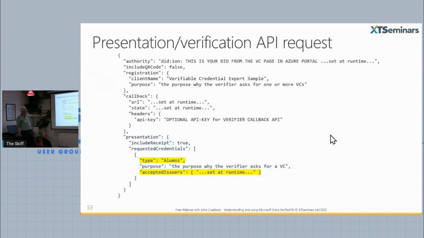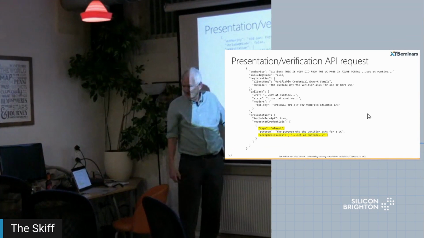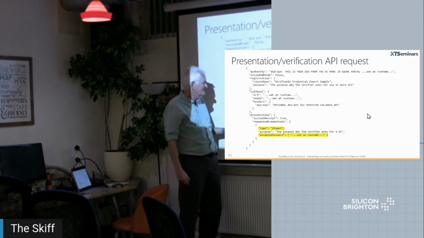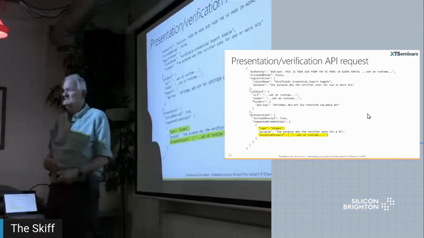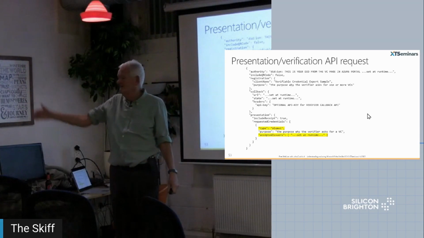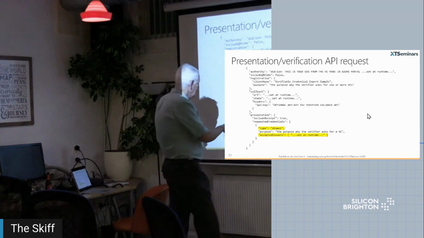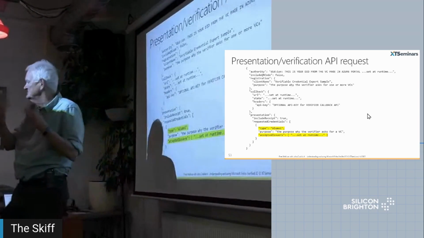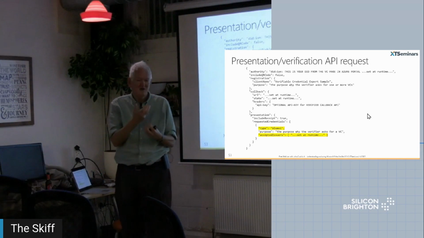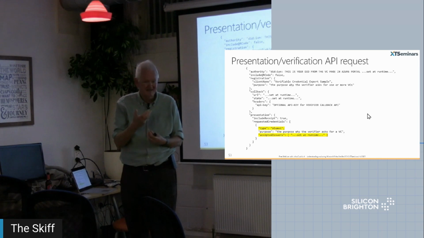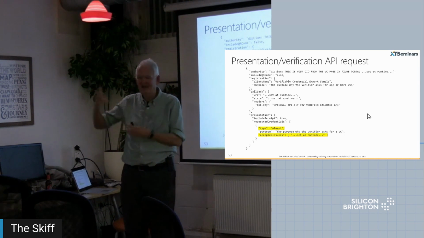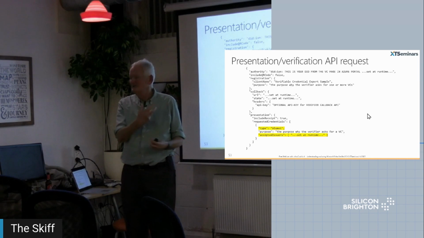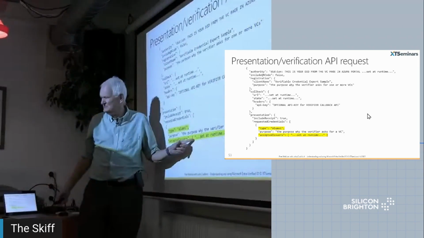Again, we need to assemble this API request. The most important thing is the credential we want, which is alumni, and the accepted issuers. So it's not going to stop me having an alumni credential from different issuers. But what I'm saying here is what the acceptable issuers are. So we could ask, you know, Eric or John or whoever it is for a particular credential. He goes, oh, I've got five in here. They're all alumni because I'm alumni of this and that and the other. Which one shall I present? Well, you can choose which one to present. And we can have a list of accepted issuers, right?